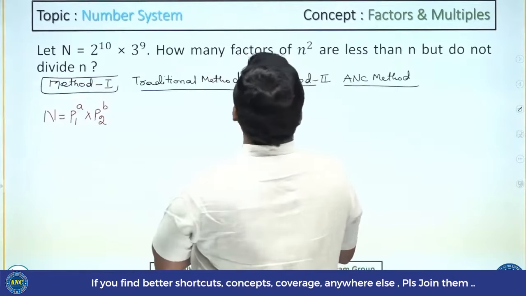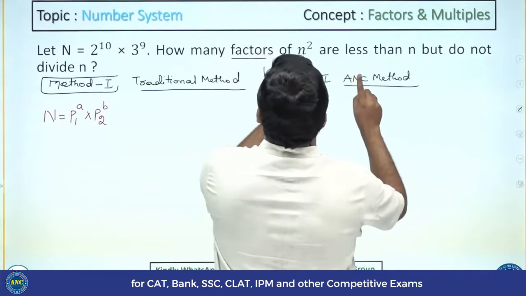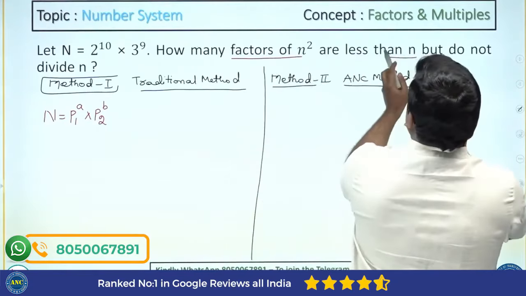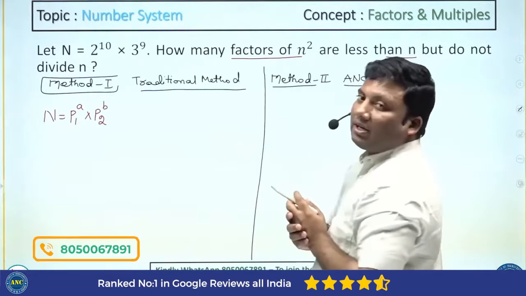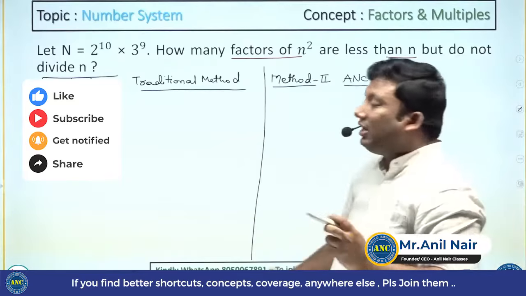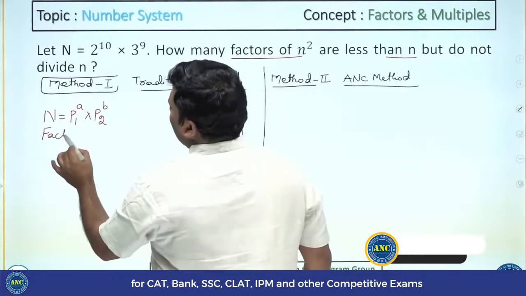How many factors of n square are less than n? We have to find out the factors of n square, and we have to find out the factors for n. And how many factors of n square are less than n we have to do. But do not divide n. First, step by step we will go.